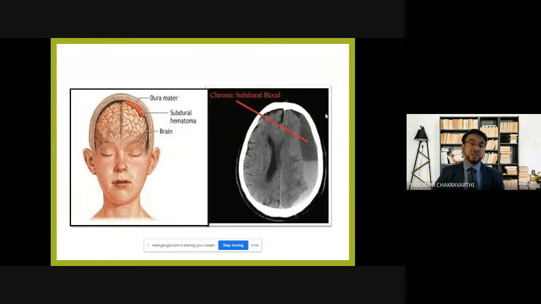So this is the dura mater, and until the previous slide, I actually showed you that the blood accumulates between the skull and the dura mater. Here, the blood accumulates beneath the dura mater. So this is a subdural hematoma. Now this is a CT scan that shows a subdural hematoma, which has accumulated beneath the dura mater and it has pushed the brain onto one side, so much so that you can see that the lateral ventricle is totally compressed on one side and it is pushing towards the other side.